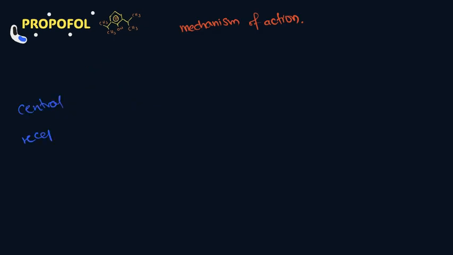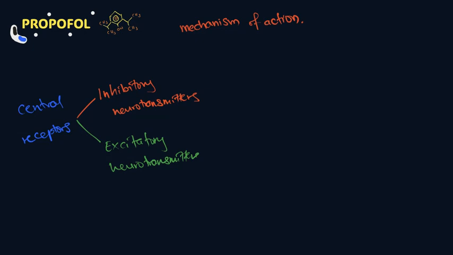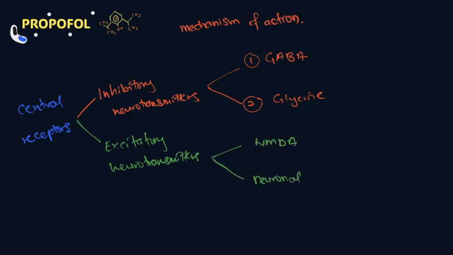When we're talking about central receptors in the brain, there are inhibitory neurotransmitters as well as excitatory neurotransmitters. The major inhibitory neurotransmitters are GABA-A and glycine, and the major excitatory neurotransmitters are NMDA and neuronal nicotinic acetylcholine. Propofol enhances the effect of the GABA-A neurotransmitter.